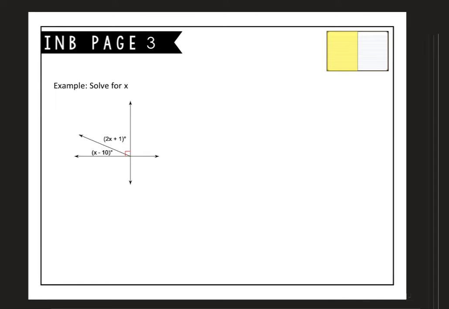These two angles are complementary. This symbol right here tells you that they're complementary. It forms a right angle, which means they have a sum of 90 degrees. To solve, we're going to do 2x plus 1 plus x minus 10 equals 90. Now we're going to solve. Combining like terms, we have 2x and x, which is 3x. We have 1 and negative 10, which is negative 9, equals 90. Then I'm going to add 9 to both sides. So I have 3x equals 99, and then divide by 3.